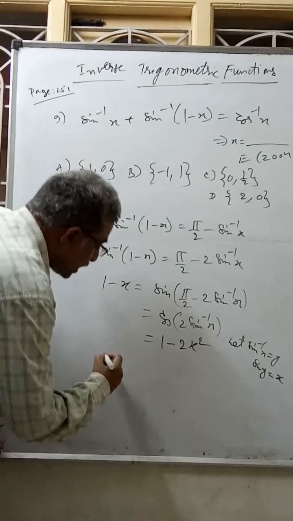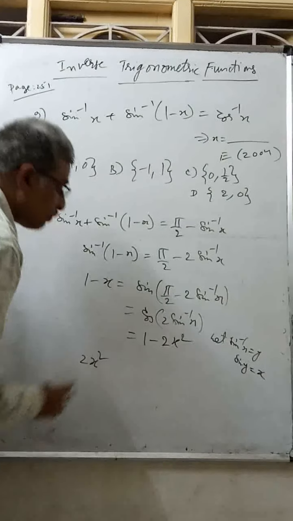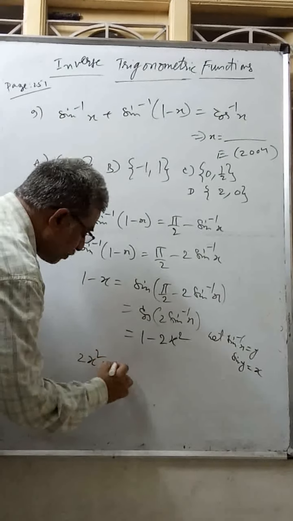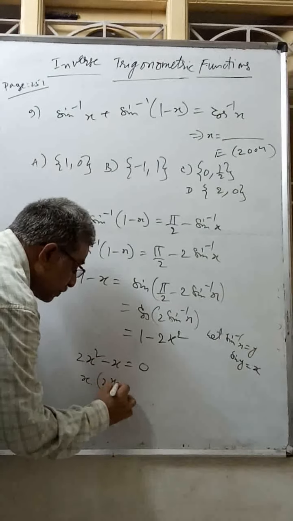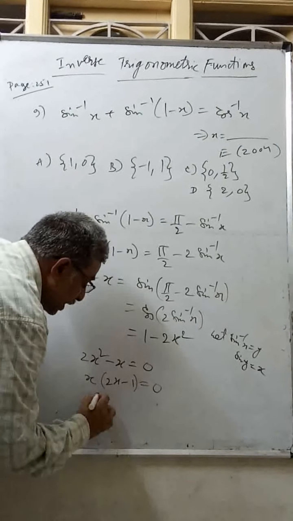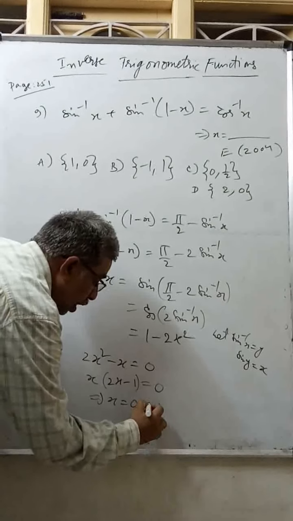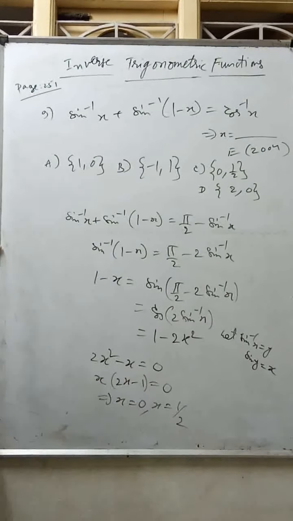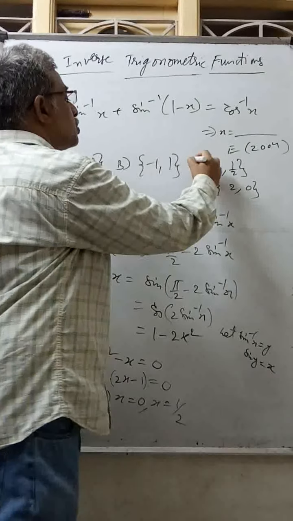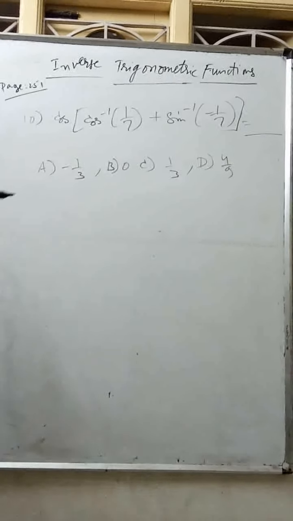Bringing all to one side, 2x square, 1 cancel, 2x square minus x equal to 0. If I take x common, x into 2x minus 1 equal to 0. Implies x equal to 0 or x equal to 1 by 2. So our option is C.